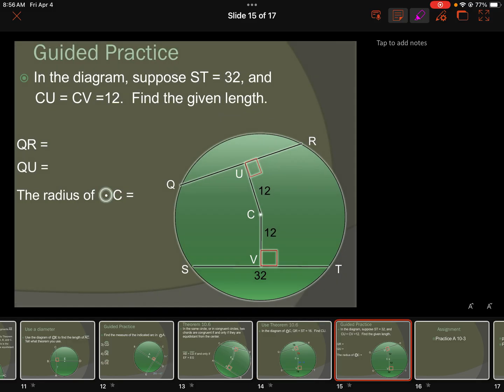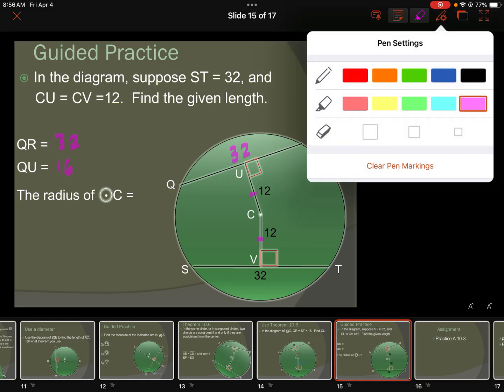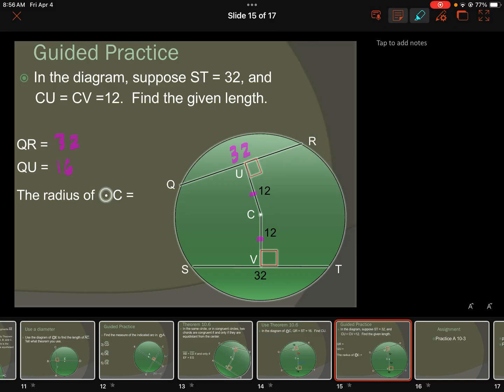Let's do one more. You got two chords. They are the same distance from the center. So if those are congruent, then that means that chord is also 32. How far is it from Q to R? We know that's 32. How about Q to U? Same as we did on that last slide. It's got to be 16, remember. This guy gets bisected because if we extend that guy into a diameter, it's perpendicular to that chord.